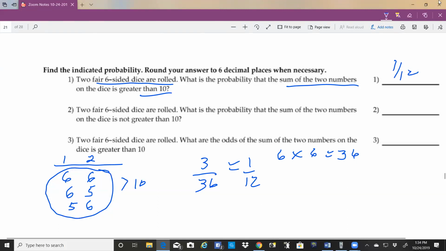Now, if you do the same 6-sided dice, what's the probability that the sum of the 2 numbers is not greater than 10? Well, that's 1 minus the probability it's greater than 10, which is 1/12. So you subtract that from 1 and you get 11/12.